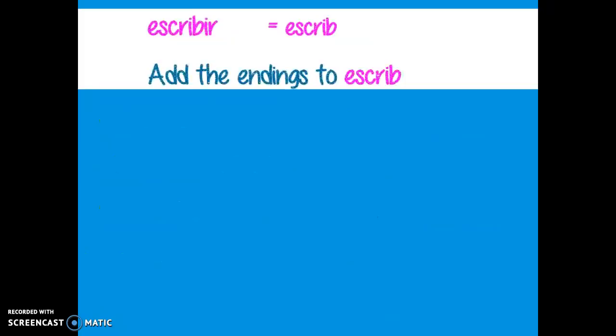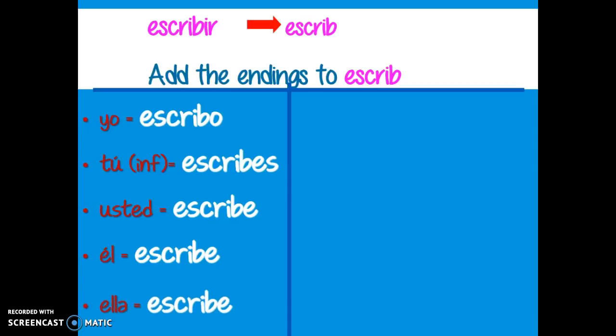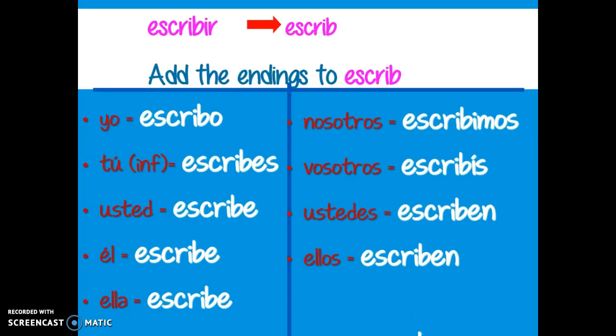Now we're going to have an example with a verb that ends in IR, such as escribir, to write. So, what we're going to do is take off the IR, and then we have escrib. And then we're going to add the endings to make it usable. Yo escribo, tú escribes, usted, él, ella escribe. So far, so good, right? Just like ER verbs. Nosotros escribimos, vosotros escribís, ustedes, ellos, ellas escriben, just like the ER verbs.